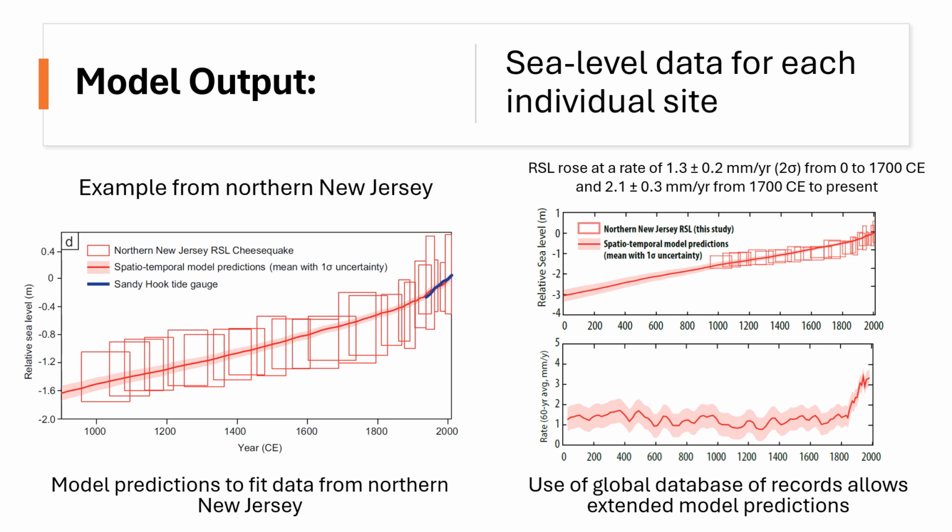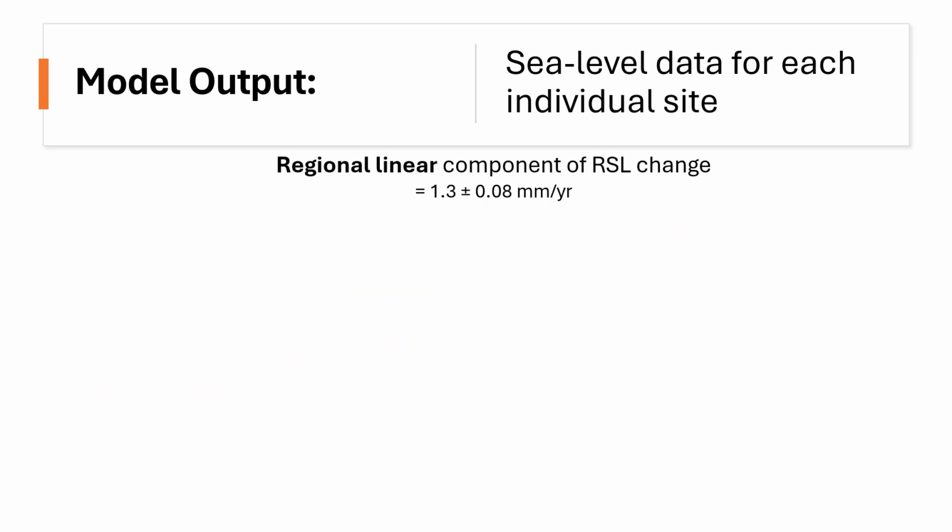So we can quantify relative sea level at individual sites like this, and then we also have the breakdown of individual components on different spatial scales. So for one, we get a regional linear component. For northern New Jersey, that's around 1.3 millimeters per year. I'm not showing the graphs here because that's a constant.